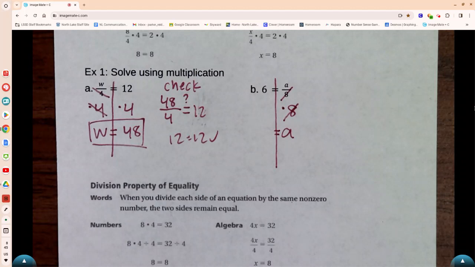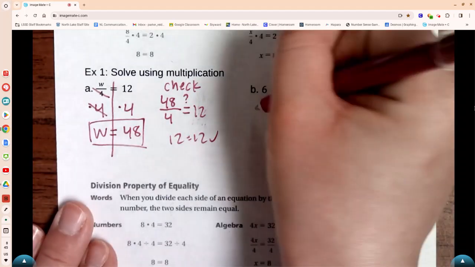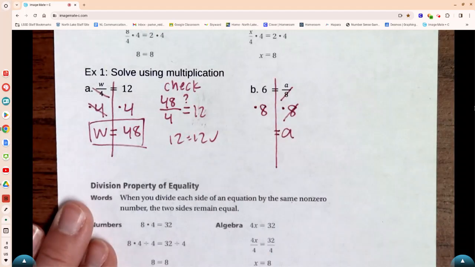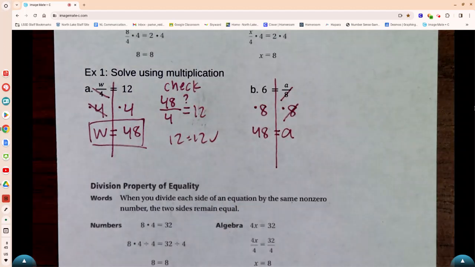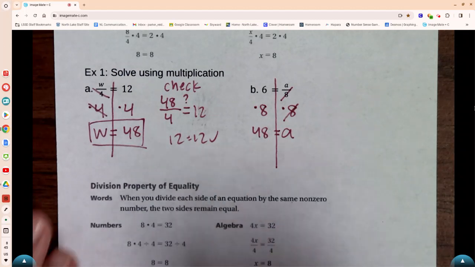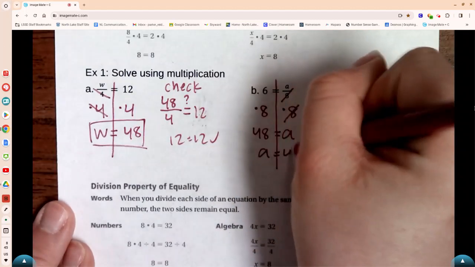But now my scale is tipped. What am I going to do to the other side to make sure that it doesn't tip? Farhan? Multiply by 8. And then 6 times 8 is 48. This 48 equals a, that's fine. But I personally prefer to turn it around and write a equals 48.